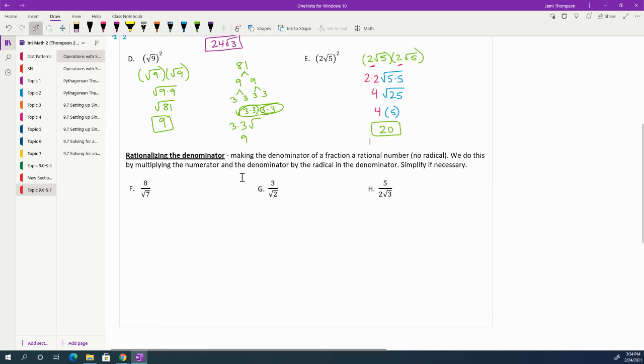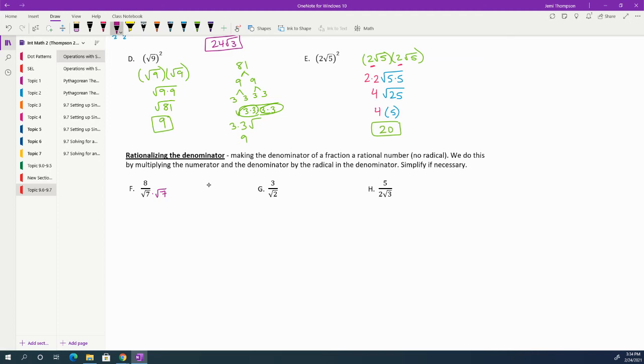We're going to do this by multiplying the numerator and the denominator by the radical in the denominator. So check this out. Here we go. Step by step. Problem F. 8 divided by the square root of 7. Where's the problem? The problem is I have a square root of 7 on the denominator. What I'm going to do to get rid of that problem is I need to multiply the denominator by the square root of 7. I'll show you how that goes away in a minute.